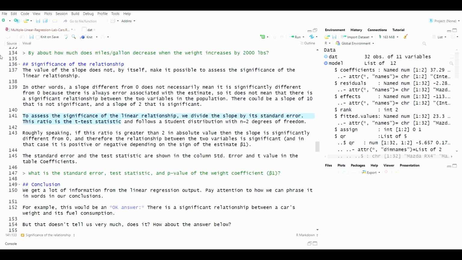To assess the significance of the linear relationship, we divide the slope by its standard error. This ratio is the t-test statistic and follows a Student distribution with n minus 2 degrees of freedom. Roughly speaking, if this ratio is greater than 2 in absolute value, then the slope is significantly different from 0, and therefore the relationship between the two variables is significant, and in that case, it is positive or negative depending on the sign of the estimate of beta 1. The standard error and the test statistic are shown in the columns standard error and t-value in the coefficients table.